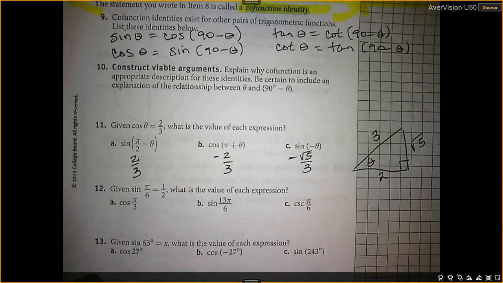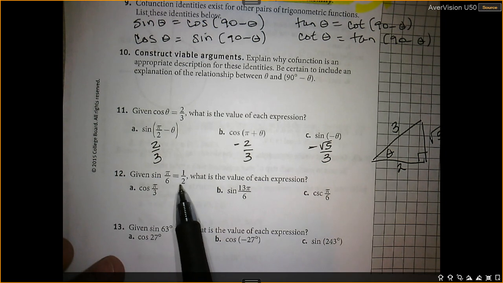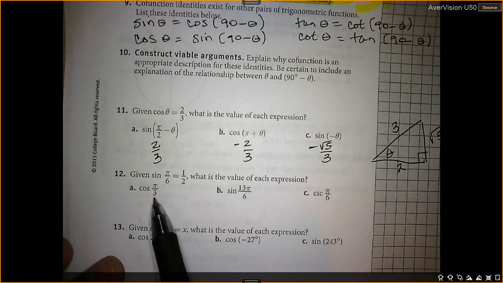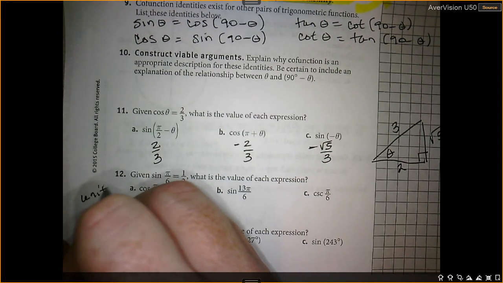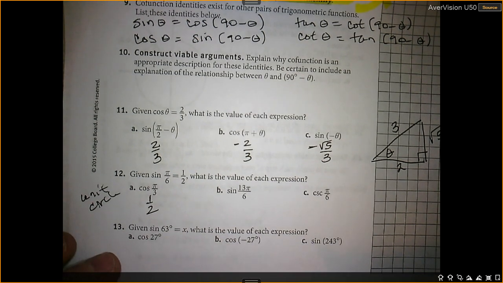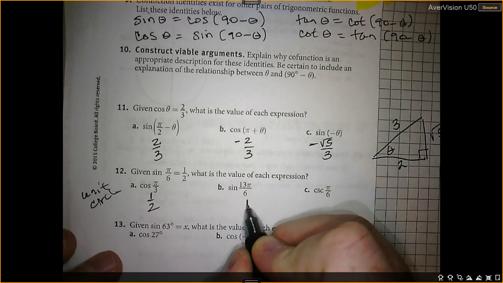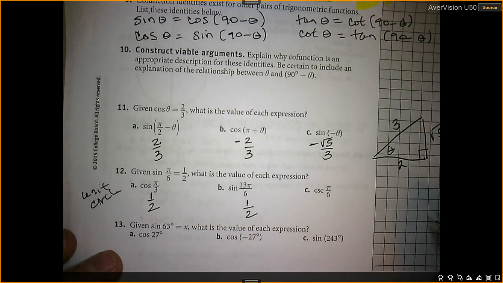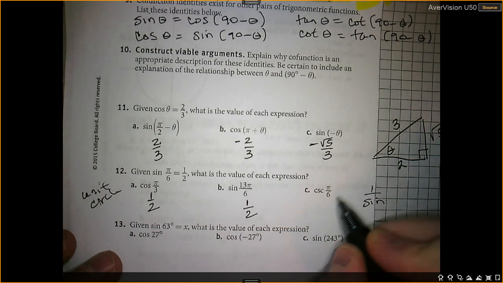Cosine of pi over 6 equals a half. So you can use your unit circle if you want. So pi over 6 is a half for sine. So what's cosine of pi over 3? That's also a half. So you can use the unit circle here. That's where I'm getting my answers from. Sine of 13 pi over 6 would also be 1/2. Cosecant of pi over 6 is what? 1 over sine. Isn't that 1 over sine? So 1 over 1/2, so 2.